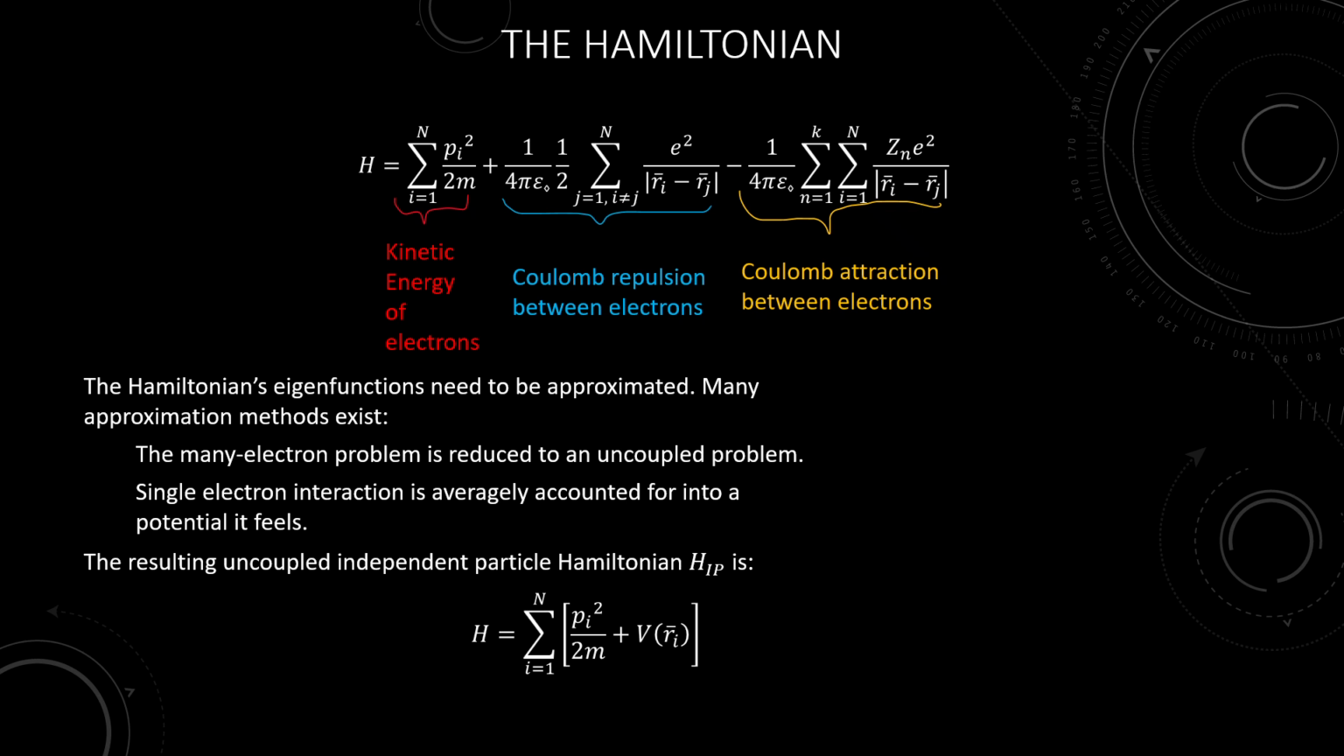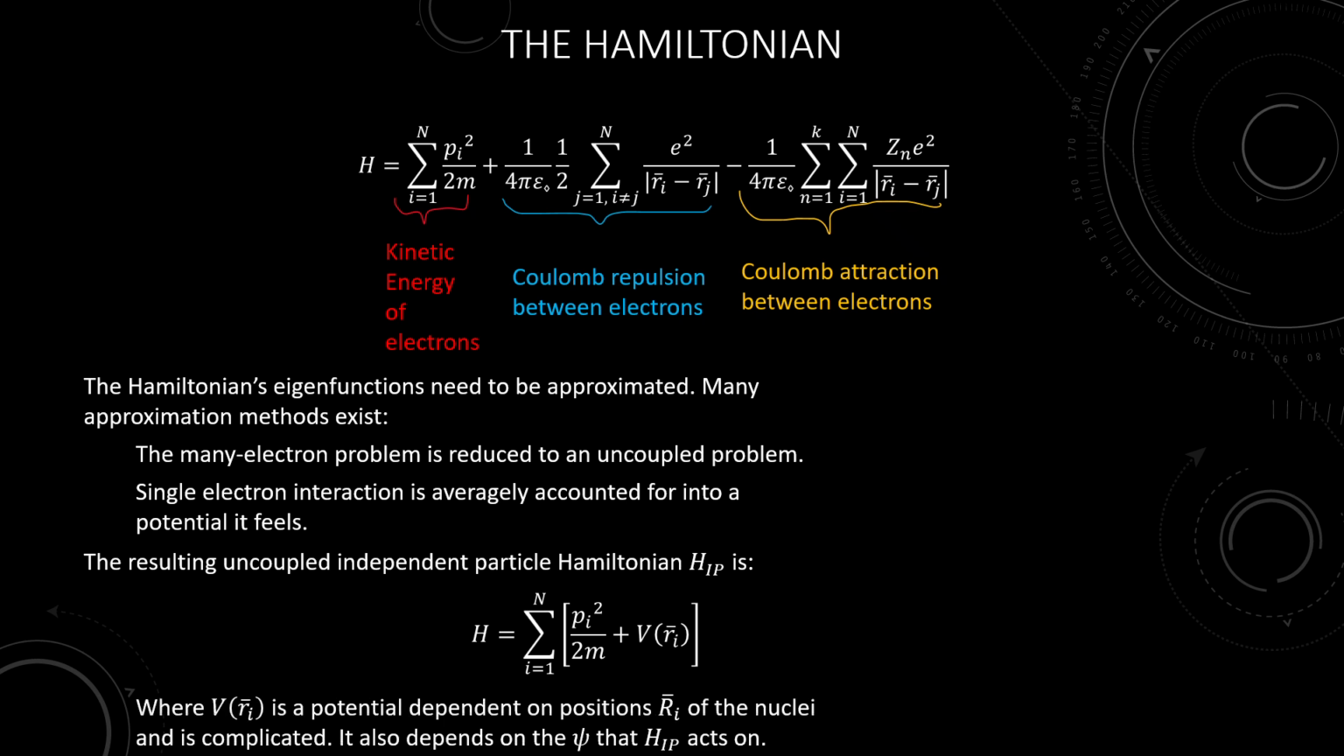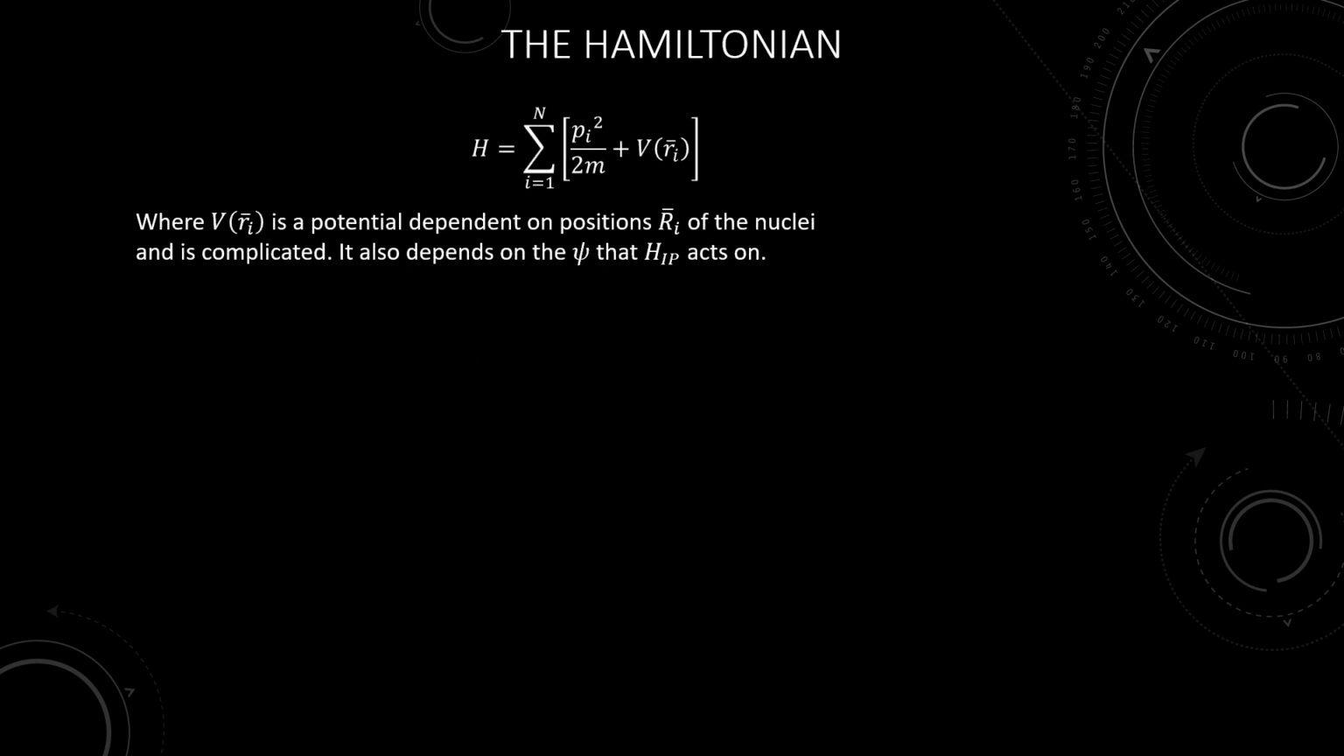So we have the first term, under summation, being the kinetic energy, and the second term being the potential energy. That potential energy is a new term we are going to introduce, and this potential energy depends on the positions Ri of the nuclei. It is quite complicated. We also see that this potential energy depends on the wave function psi, which this independent particle Hamiltonian acts on. So having defined all these things, this particular potential V is quite complex.